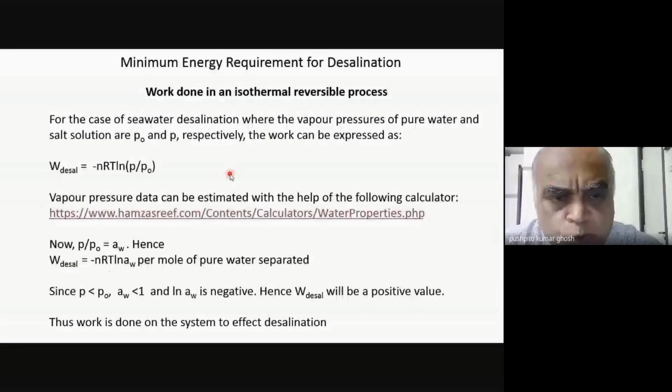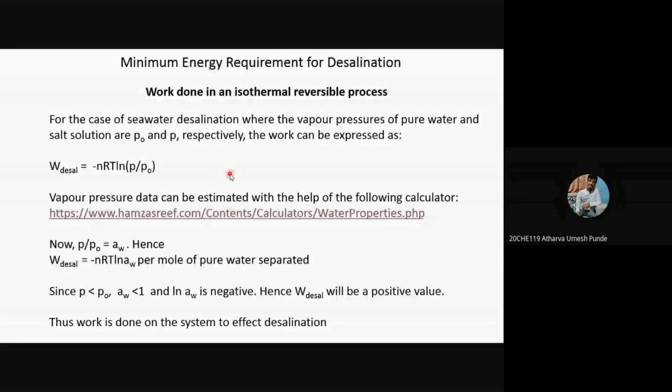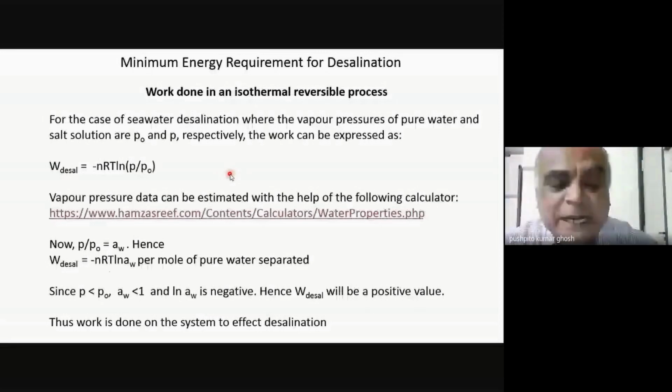If you were to look at, for example, let's say I'm trying to do a desalination. What am I generating? I'm generating pure water from salty water, and let's say the salty water has a vapor pressure of P, and pure water has a vapor pressure of P0. What would be the vapor pressure of salty water compared to pure water? Will it be more or less? So less. It will be less. Yeah, it will be less, absolutely.